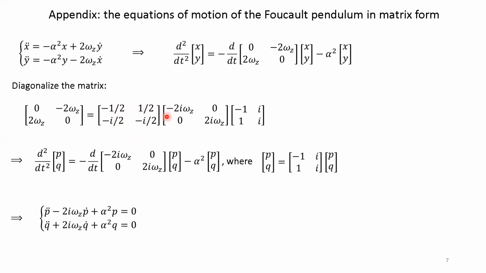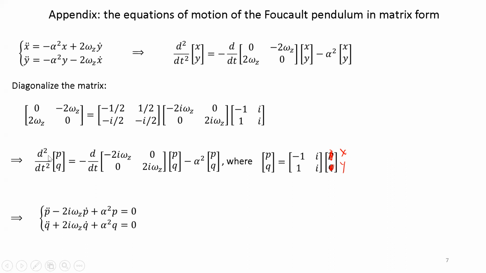But anyway, I am able to diagonalize this matrix. Then follow the exact same procedure that you have learned before. Then you realize that now this set of equations of motion can be rewritten as this, where this new variable P, Q is given by, there's a typo here, given by this matrix times the X, Y vector.